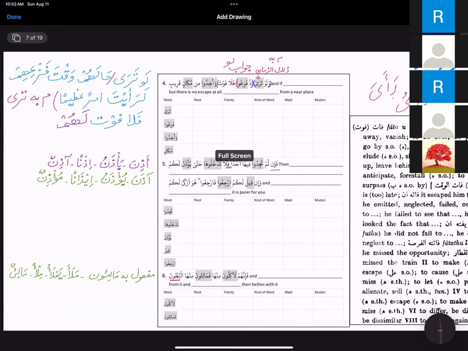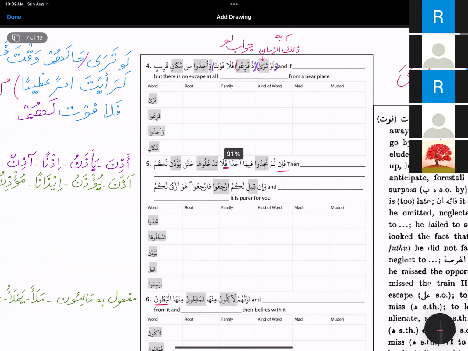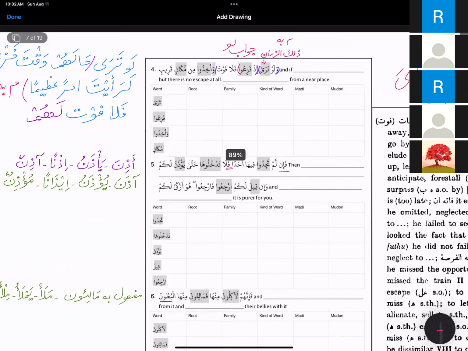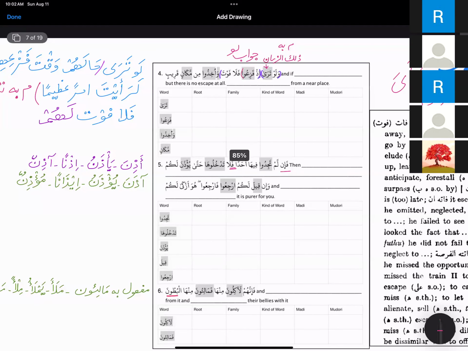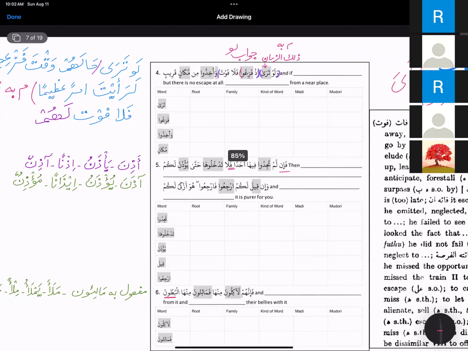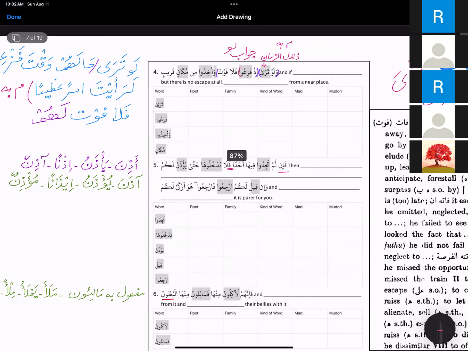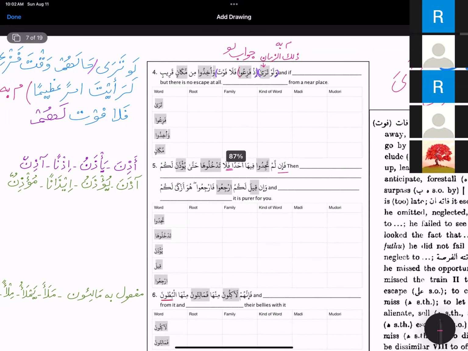Fala fauta. What do you guys notice over here? After la, there is fauta, mansub. So it is absolute negation. This is la nafiyatul lil jins, because fauta is mansub over here. So there is no chance that they are going to escape from that terror. They won't be able to. Fala fauta lahum, basically.